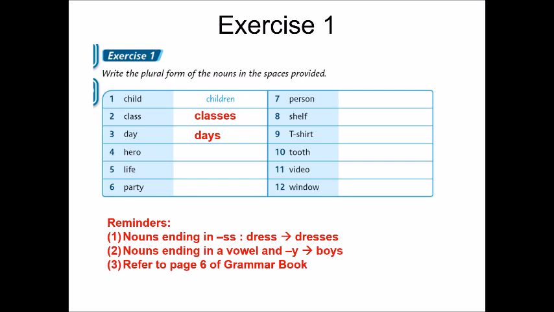When you see the nouns ending in double S, you add ES to the noun at the end. And when you see nouns ending in a vowel, you simply add S to them.